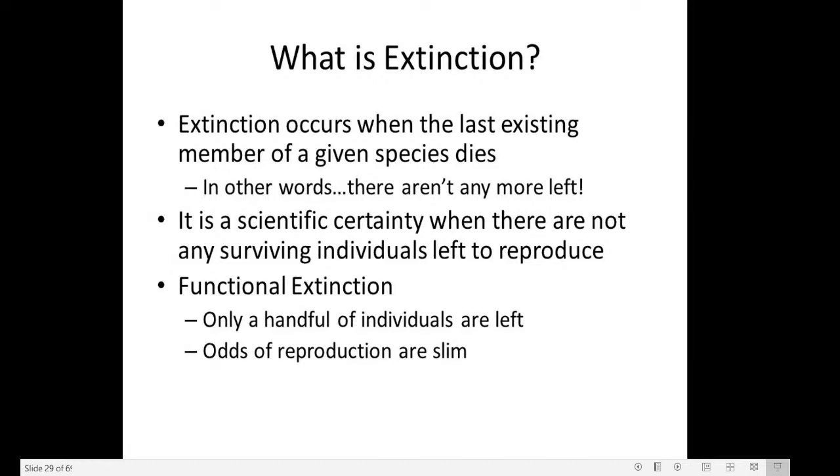In extinction, it happens with the last existing members, and then the species dies. Scientifically, they have some basic ideas that functional extinction is when only a handful of individuals are left, and the odds of reproduction are slim. They are providing the change.